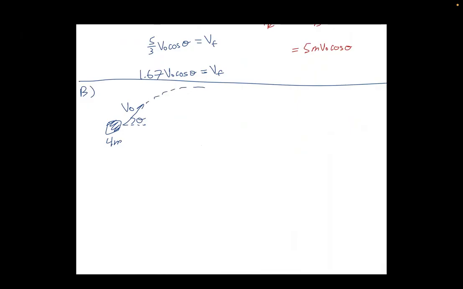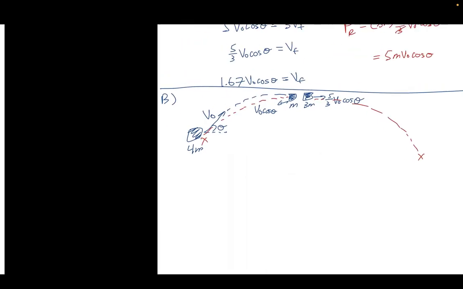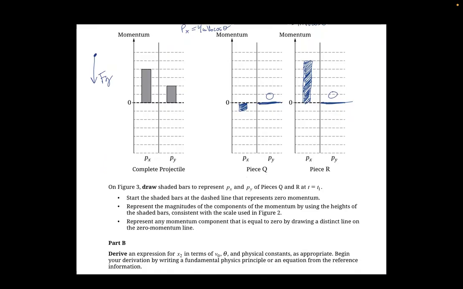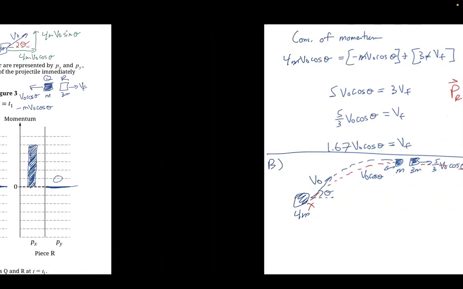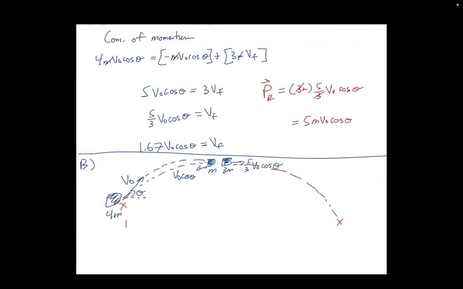This is going to launch in the air, split apart into m moving backwards with speed v naught cosine theta, and then piece 3m moving forwards with speed 5/3 v naught cosine theta. This piece is going to continue on down and hit here. And then this other piece, piece Q, is going to return back to where it started. I believe x2 is the total distance to the right. So we're looking for this distance right here. That is going to be x sub 2.